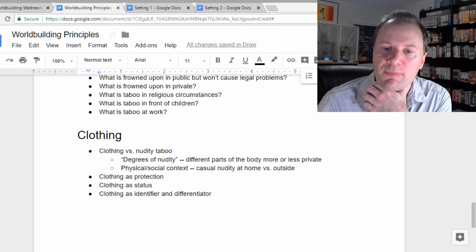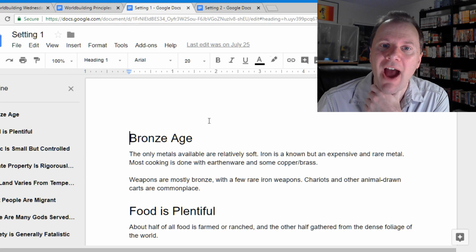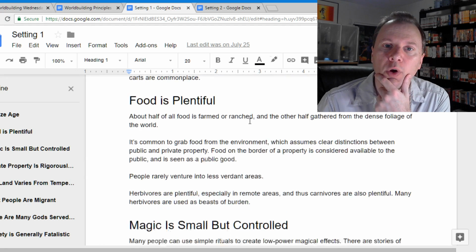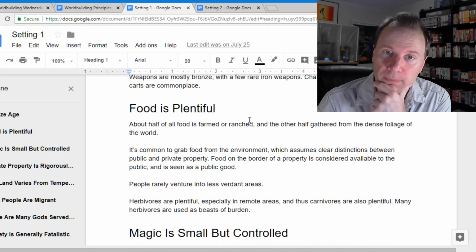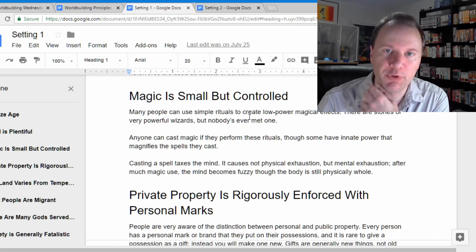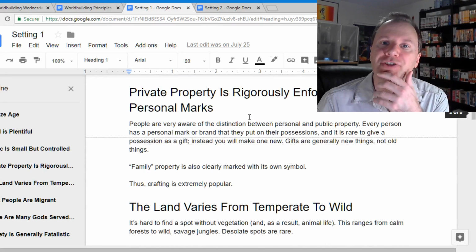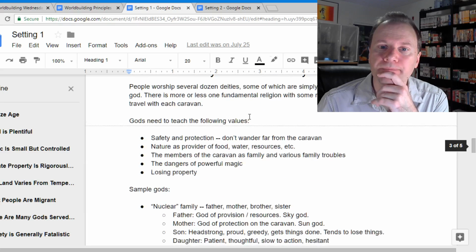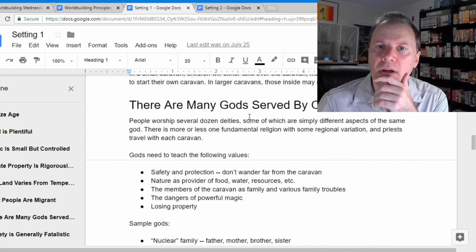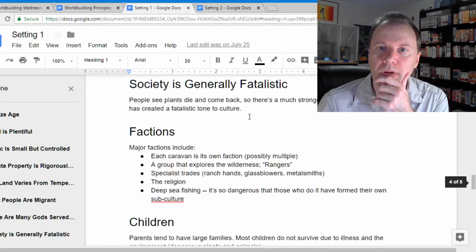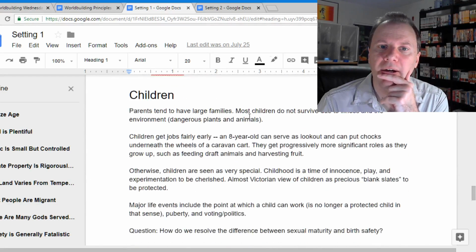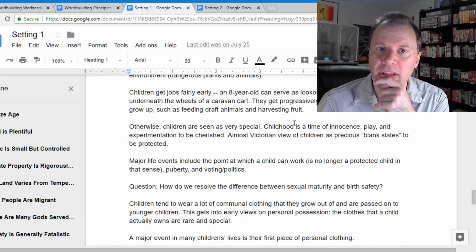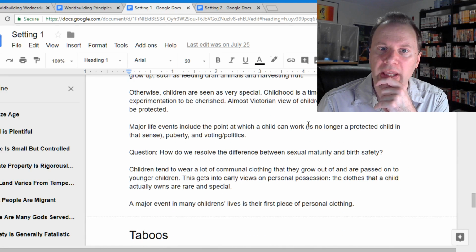So let's look at the settings that we've been building. We have our Bronze Age world where food is plentiful. So people are grabbing food from the environment, minimal magic, migrant society, people going in caravans from spot to spot, and this sort of mono-religion, more or less. Fatalistic society, parents tend to have large families with children getting jobs fairly early.